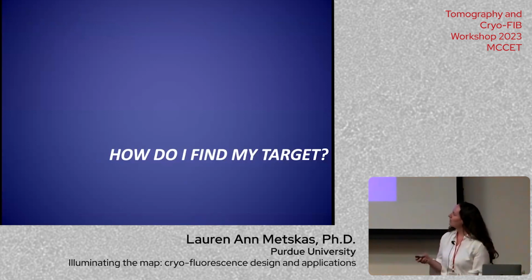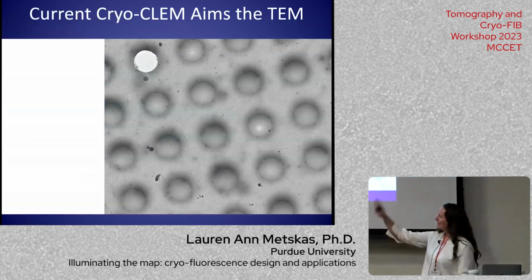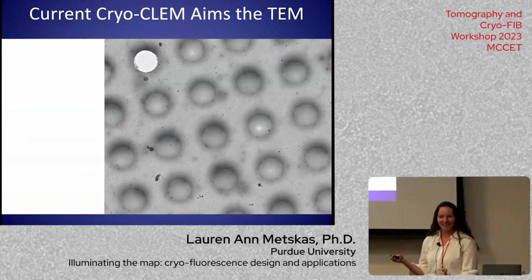So question number one, how do I find my target? So this is our standard EM grid. This is, I think, a carboxysome grid. It's kind of hard to tell because they all look the same, right? They're always gray. So your carbon on your grid, the oxygen, the phosphate in the buffer, the nitrogen, oxygen, carbon in your sample, they're all the same elements. And so they tend to look very similar.